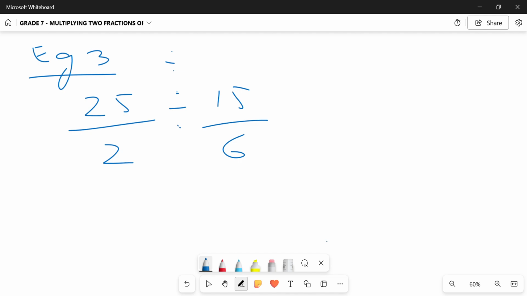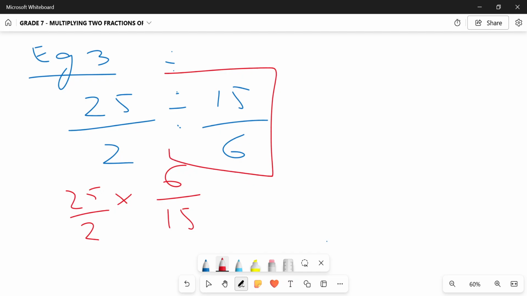So this 25 over 2 divide changes into multiply. When we change division into multiply, we take the reciprocal, we reverse the number. So 6, which was in the denominator position before, will now be the numerator, and 15 will go down. This is what is supposed to be reversed, not the first fraction.